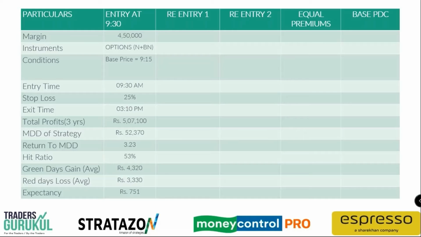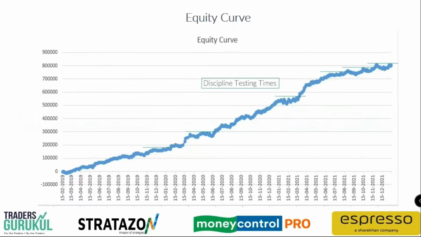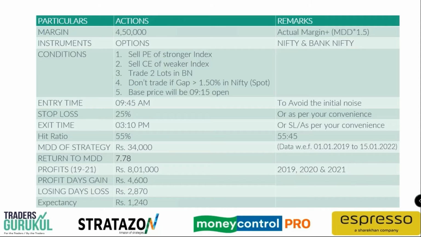Return to MDD of this strategy is 9.31. When we enter at 9:30, it has a hit ratio of 53%. Your green days fetch you around 4,300. Red days you are losing 3,300. Your expectancy is 751, whereas the expectancy of our main crossing strategy is 1250.